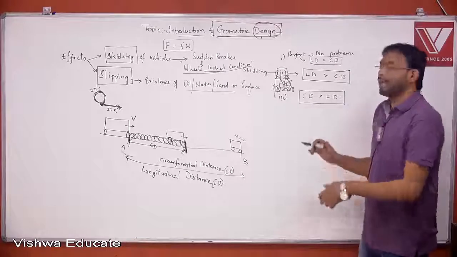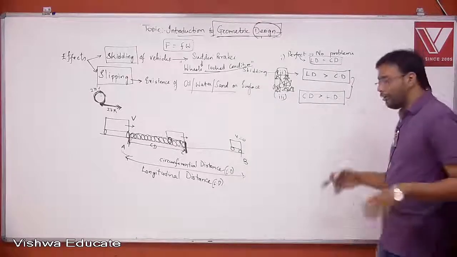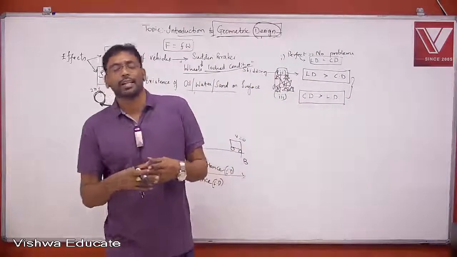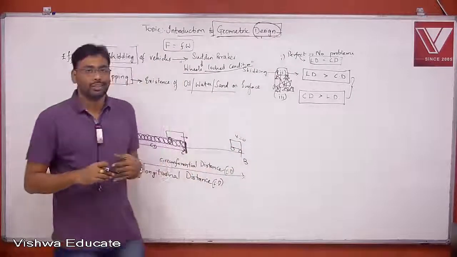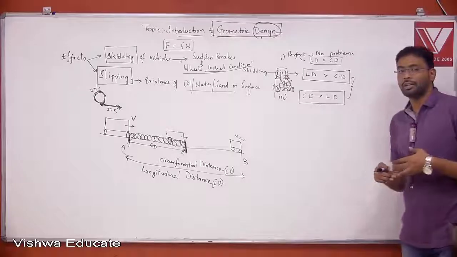So by comparing these two values, you can say whether it is leading to skidding or it is leading to slipping of the vehicles. So you can write it down in 1 minute, I guess. Come on.